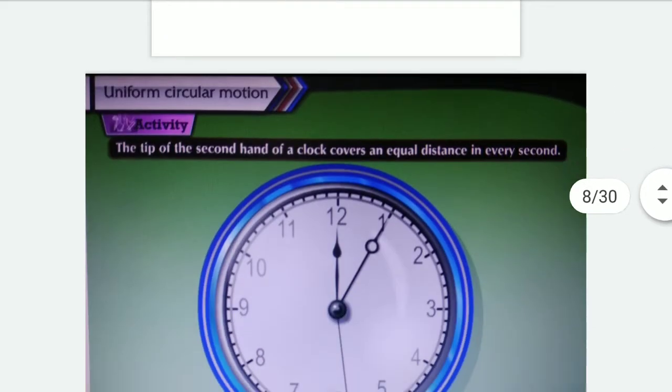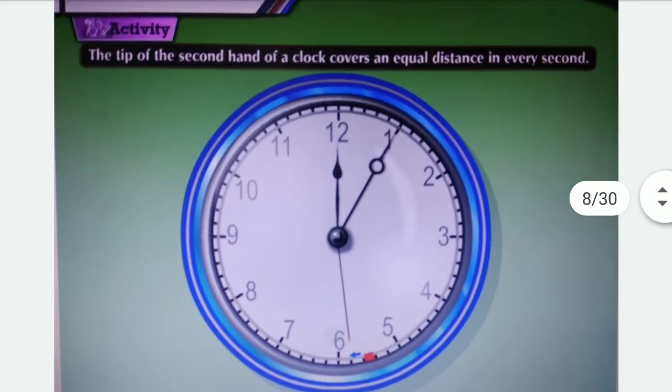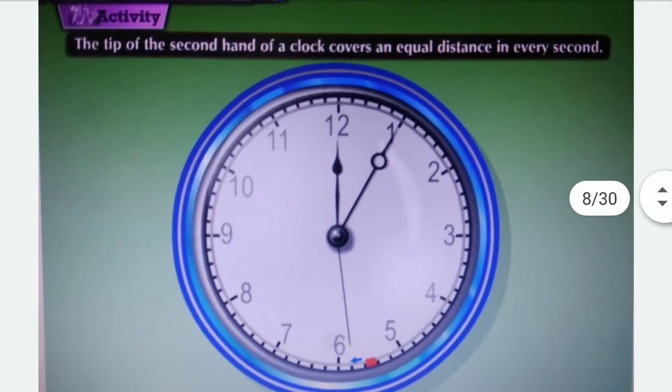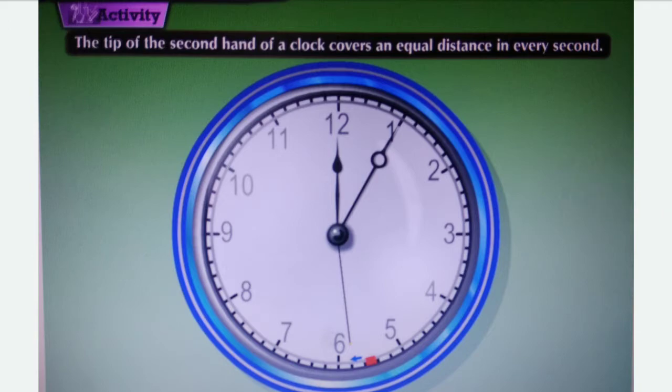Now, let us learn today what uniform circular motion is. Today, we are going to learn the concept of uniform circular motion. Here, a clock is shown. Observe the tip of the second hand of a clock. What can you say about its velocity and speed?